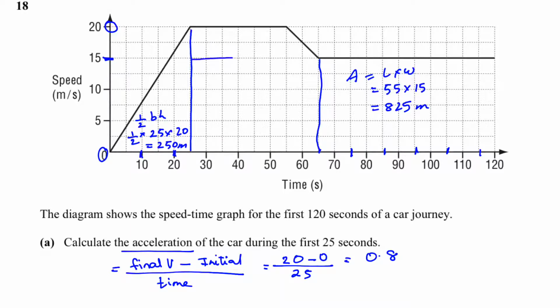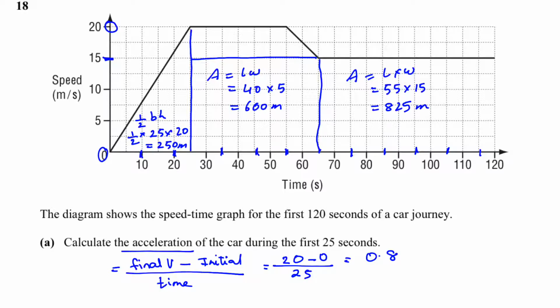The third shape we can take is this rectangle. Area is again equal to length times width, and the length is 10, 20, 30, 40. Width is 15. That will give us 600 meters.